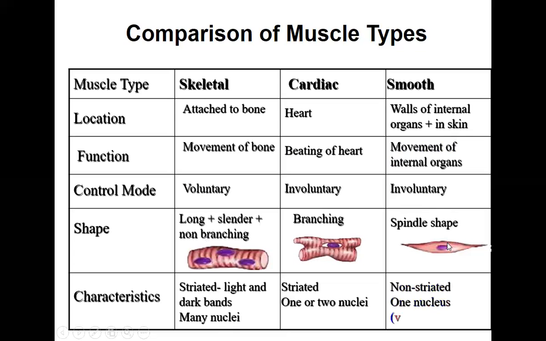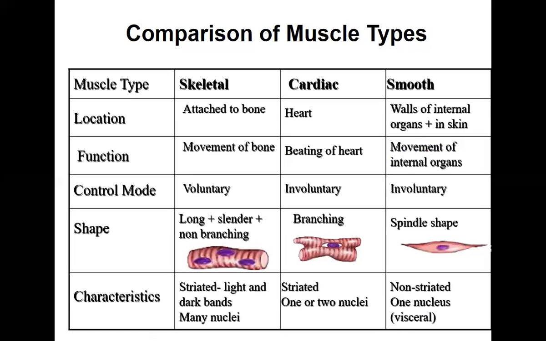Okay. Coming to the characteristic feature, there are no striations, no tiger bands here, no bands here. So it is called non-striated. And the nucleus is only one, like that of the cardiac muscle. Only one nucleus, no striations. It is usually in the viscera. Viscera means internal organs, hollow organs.